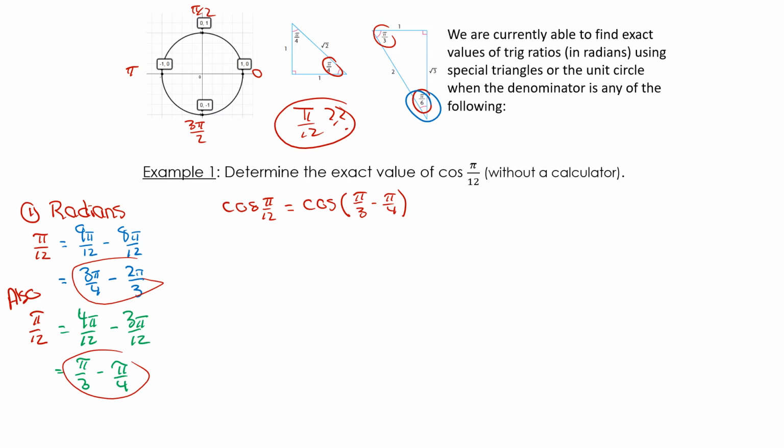What we can do is look at the formula that we just figured out. So I'm going to use the formula. The formula was if you have cos of a minus b, that's the same as cos a times cos b plus sine a times sine b. So I'm going to replace my a with pi over 3, and I'm going to replace this b with pi over 4. So I'm just going to substitute into this formula, in for the a's and in for the b's, my pi over 3 and my pi over 4.